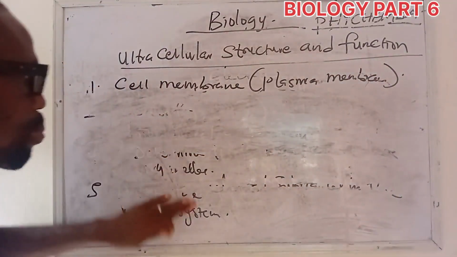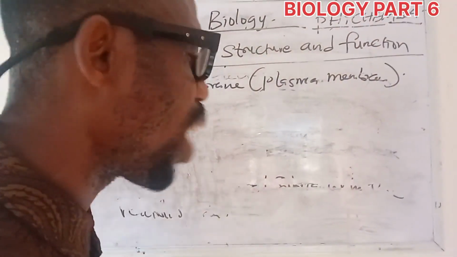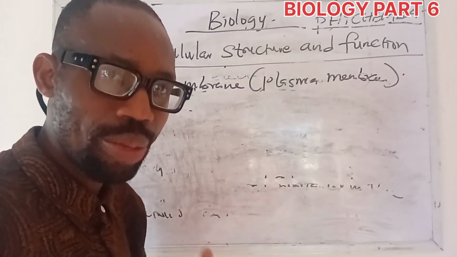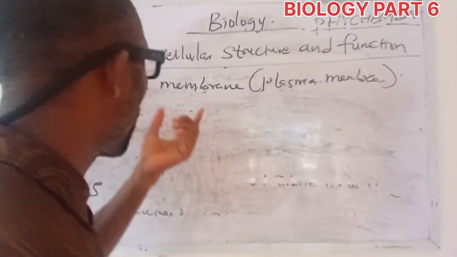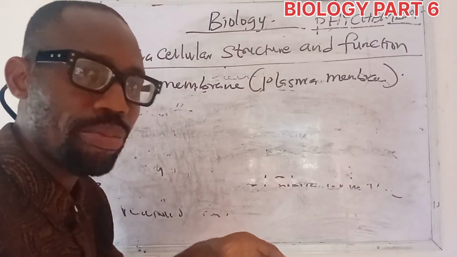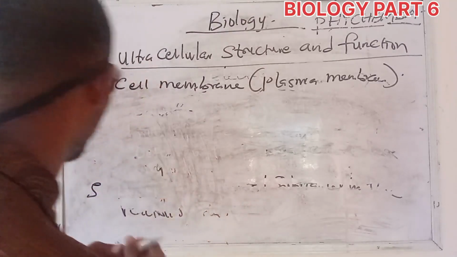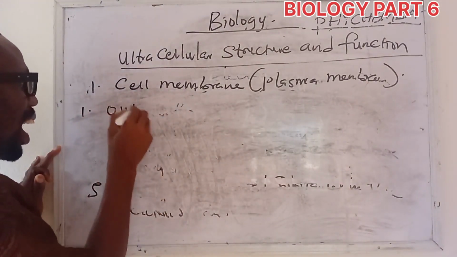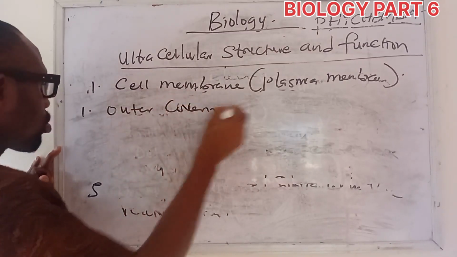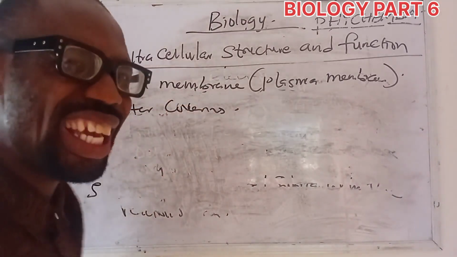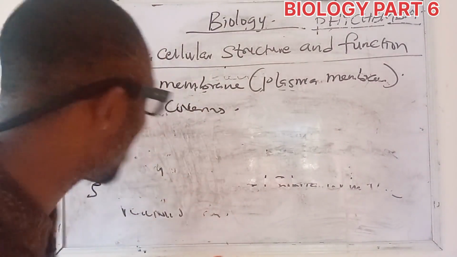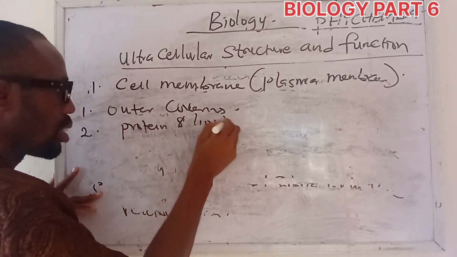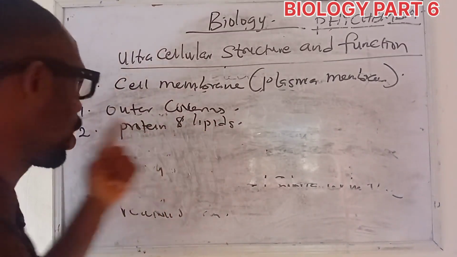Now, the plasma membrane is the outer covering of a cell, especially in animals. But in plants, the plasma membrane is covered by the cell wall. Number one, take note, the cell membrane or plasma membrane is an outer covering. Number two, it is predominantly made up of protein and lipids. Protein, fat and oil.